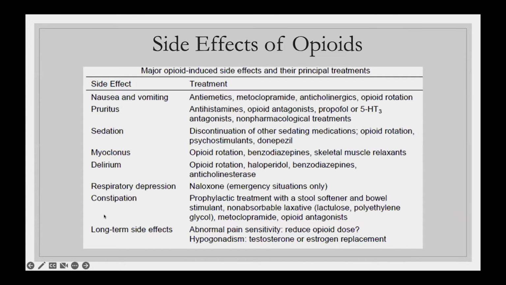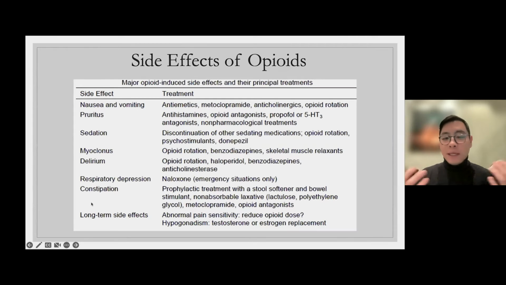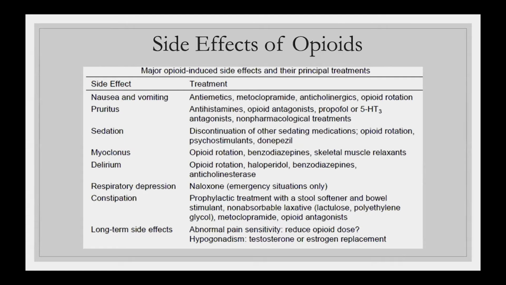Constipation is a big one. So for anyone that's actually being prescribed opioids, they should usually get a stool softener prescribed as well. And then long-term side effects, there can be effects in terms of your hormones. So it can mess with the levels of testosterone and estrogen in the bloodstream.